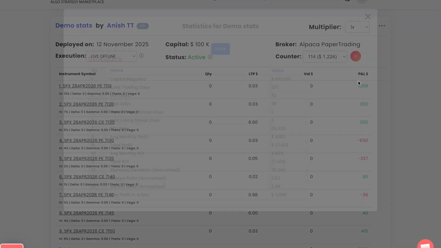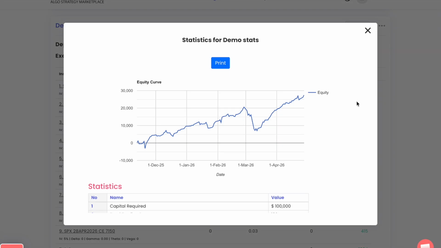The first thing to focus on is consistency. Don't just look at profits. Look at how stable the returns are. If you notice long, flat periods or sudden sharp drops, that's something you should pay attention to.